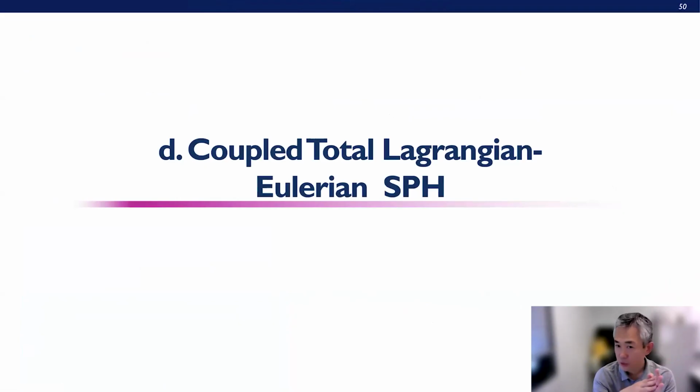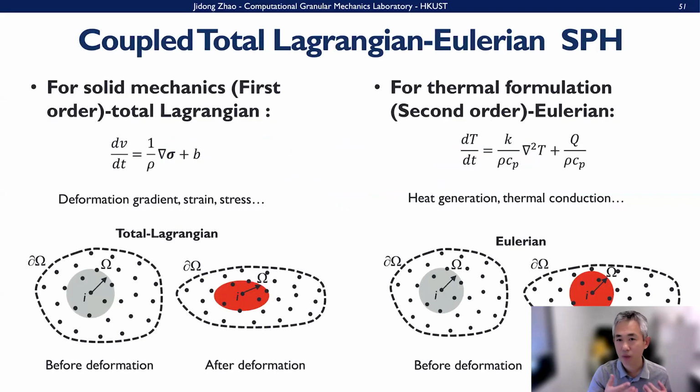Now I want to show another extension of the total Lagrangian SPH. We have demonstrated that we can use it to replace the multi-particle FEM to simulate highly deformable cohesive granular matter, which is the mechanical modeling of this granular matter here. Now we want to look at other things. For example, we want to see the thermal effect and how we couple the thermal effect into this.